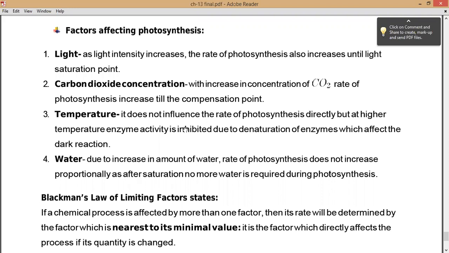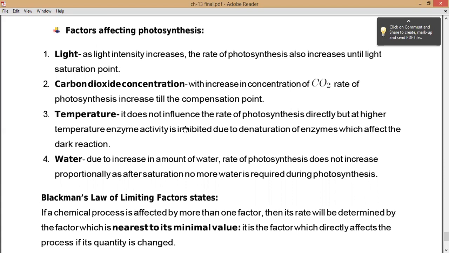But along with this also, the temperature is not directly influencing the rate of photosynthesis, but it is indirectly connected with the process of photosynthesis, right? Because at higher temperatures, the enzyme activity is inhibited due to denaturation of enzyme, which affects the dark reaction, right? So here, when we are talking about the temperature, this temperature factor is not directly influencing the photosynthesis, but as you know, enzymes are playing a major role in this process.